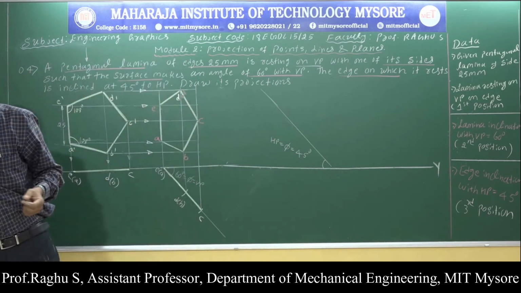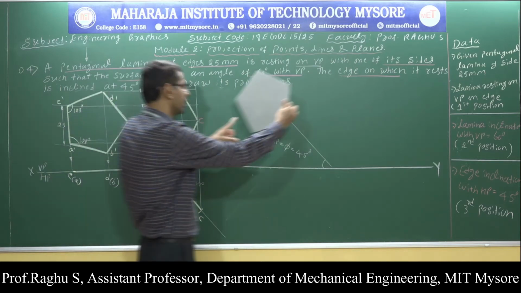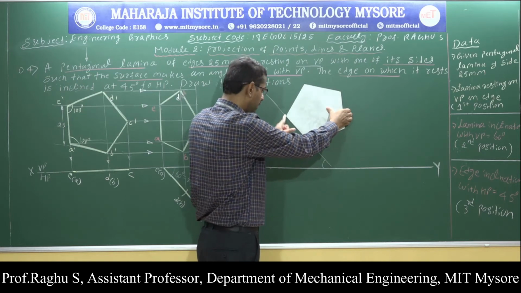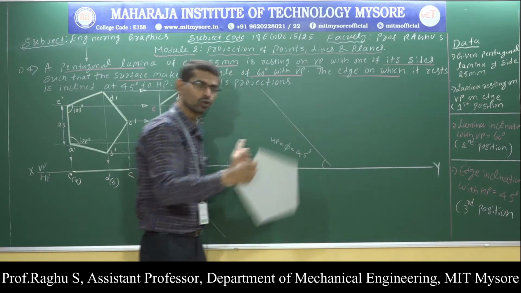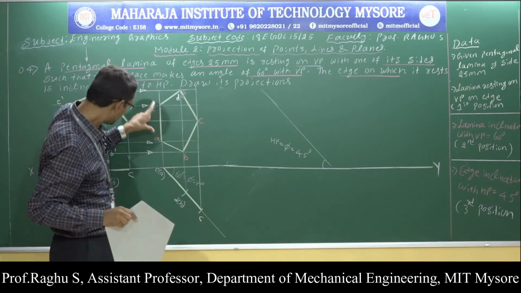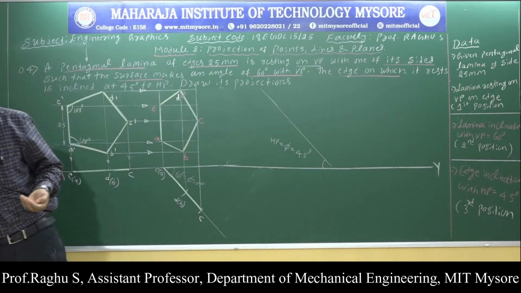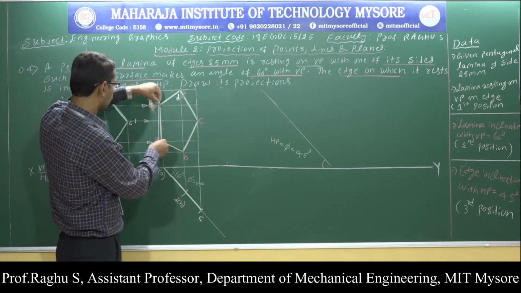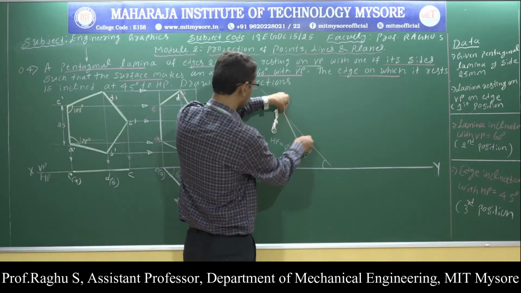Now you should redraw this diagram such that the resting side AE is inclined 45 degree with respect to HP. You should redraw the same diagram, second position front view, by placing the resting side on the 45 degree line. That's all. Now how to redraw the diagram? First, you measure this distance A to E. You fix it on the 45 degree line.